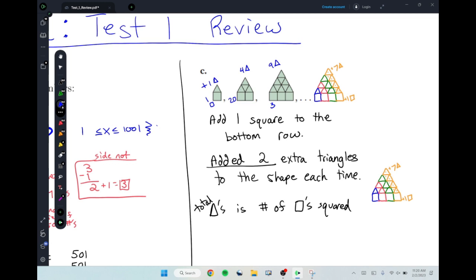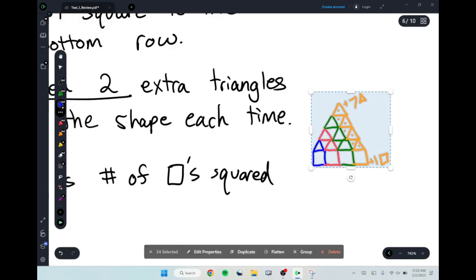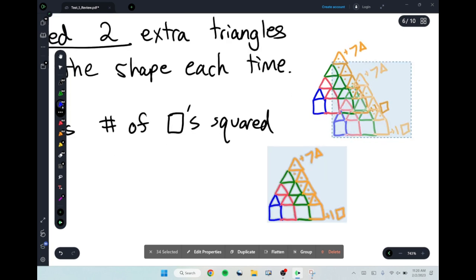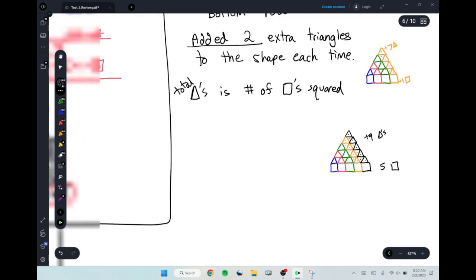Because the 5th one's going to be 25, right? Has to be. So that means, but the pattern that I came up with says that it should be +9 triangles, right? Because we did +7 last time. So is that going to work? I need another color. This is just for fun now. 5 squares. 1, 2, 3, 4, 5, 6, 7, 8, 9. +9 triangles.